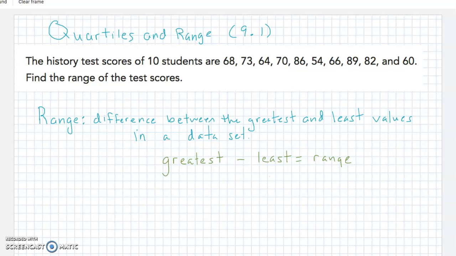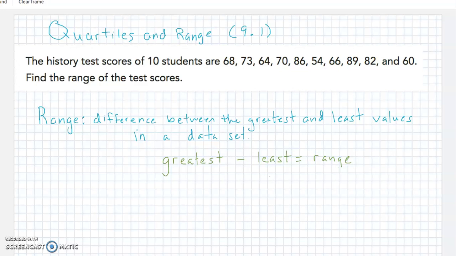Now, range is something that you have probably heard of before, and we've maybe even talked about it this year, but you probably talked about it last year as well. But quartiles should probably be something that's new. So we're going to introduce it today. And we'll probably spend the next couple days working on it. So, here we have the history test scores of 10 students.